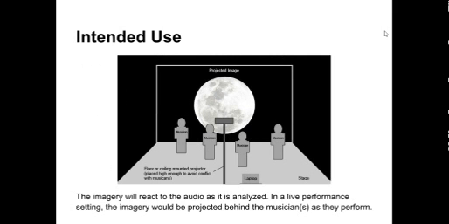So the intended use of this application is for a musician or a band, a group of musicians. So in this diagram, you would see that, say, the musicians are on a stage. Further back, we've got kind of a laptop set up, and then this projector that is at a height that would not interfere with the musicians themselves, and then it's projected onto some type of backdrop behind them as they play.